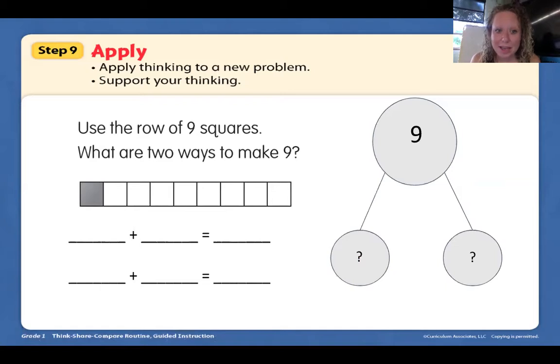Now let's look at this row of 9 squares. What are 2 ways that you could make 9? Think about what we just did with 8 and see if you can do the same thing with 9. You may use your whiteboard. You may use a piece of paper. In fact, you may use anything you've got on hand.